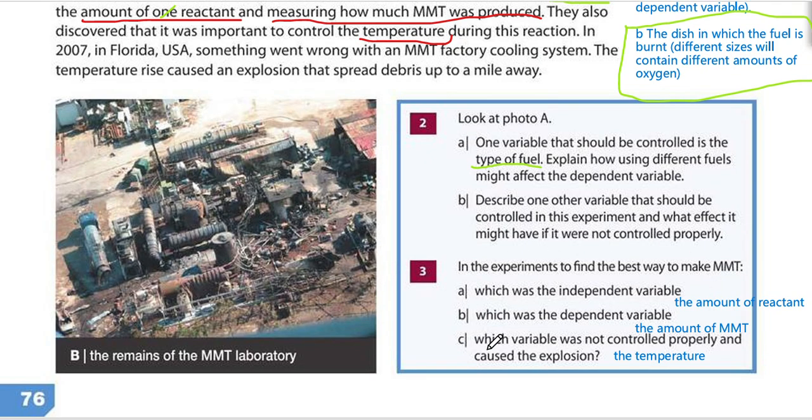And then there's the final one in part C, which variable was not controlled properly and caused the explosion. Which one should be controlled? The temperature. The one they failed to control was also the temperature, and that's why it caused an explosion. So the independent variable is the amount of reactant, the dependent variable is the amount of MMT, and the variable which was not controlled properly and caused the explosion is the temperature. Is that clear so far? Yes.